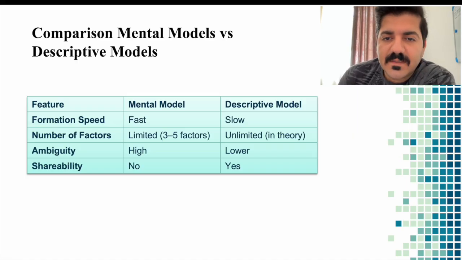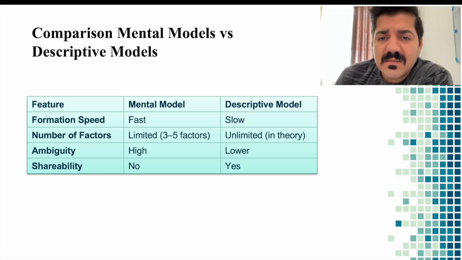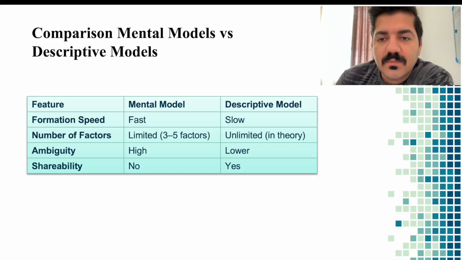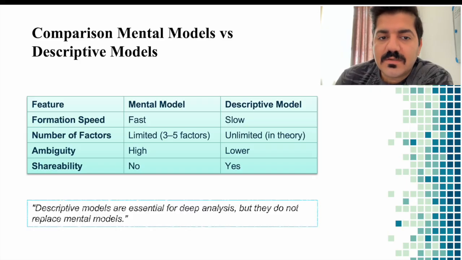But in descriptive models, the speed is slow. It takes research, writing, or other work, but you can include many factors, and it increases capacity. It's clear: data shows X impacts Y, not I feel X causes Y. And it's team friendly: documents, books, and you can share it.